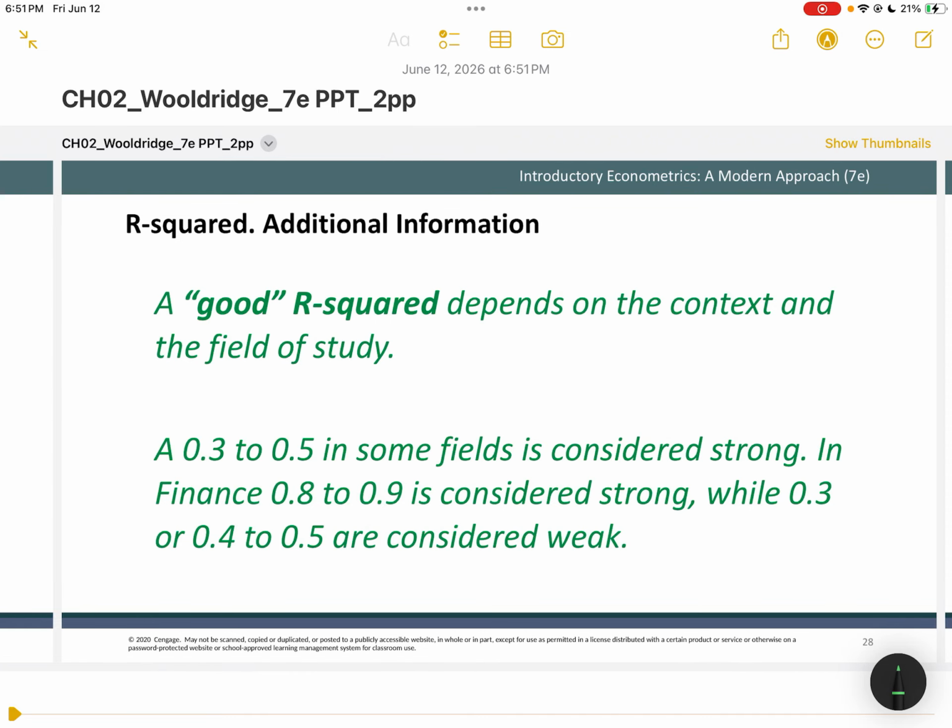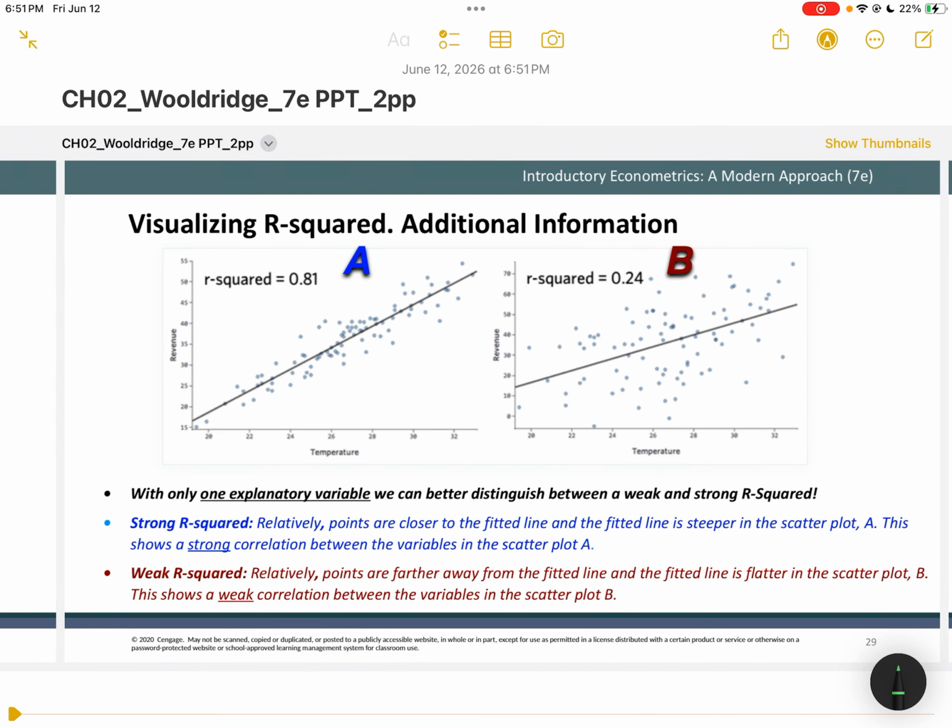What is a good R squared? We went a bit into this in class last time. A good R squared depends on your field of study, and it depends on the context. In finance, a good R squared or a strong R squared is 0.8 to 0.9, while 0.3 or 0.4 or 0.5 are considered weak. But in some fields, 0.3 to 0.5 are considered strong. You see? So you do not chase a high R squared.